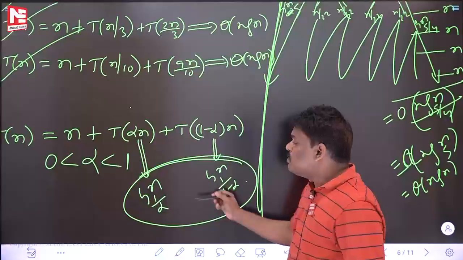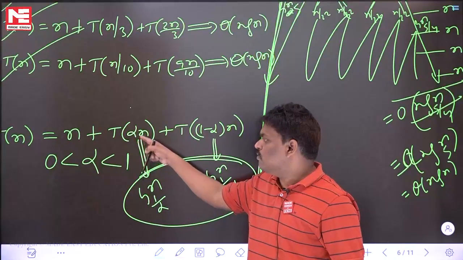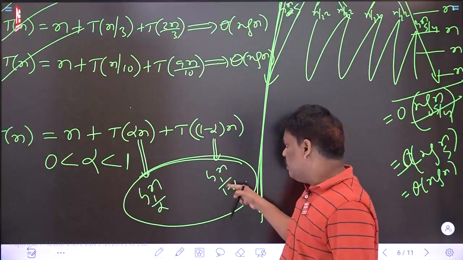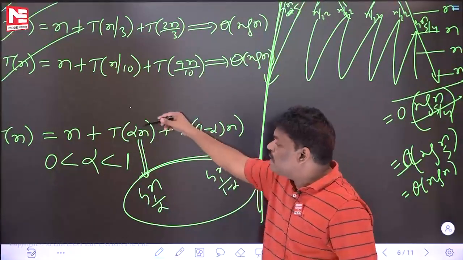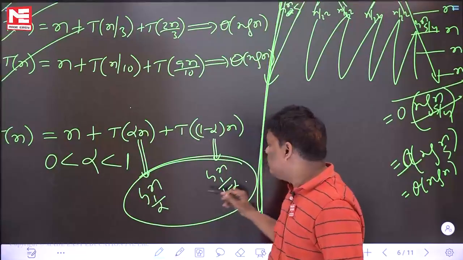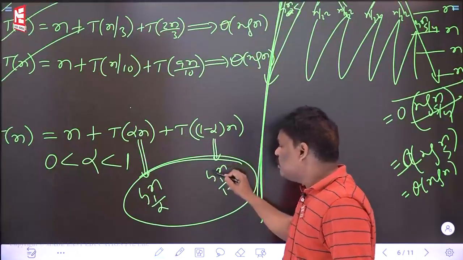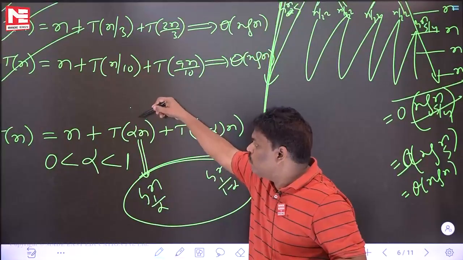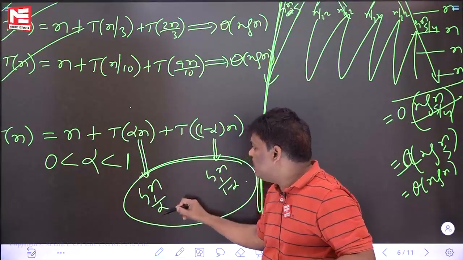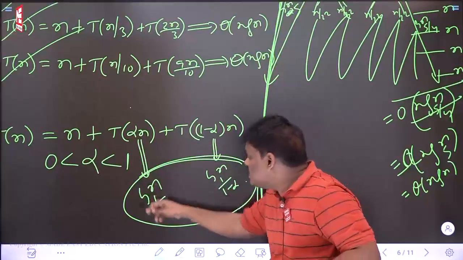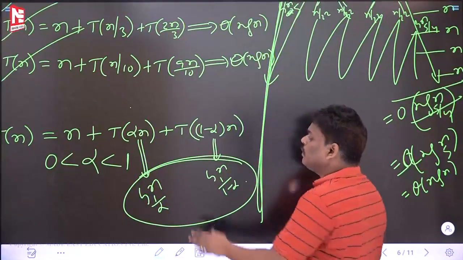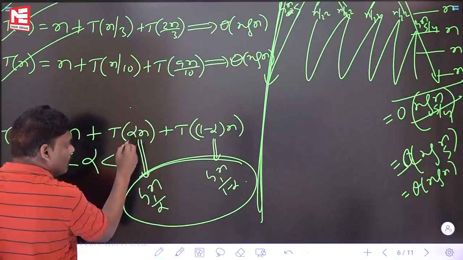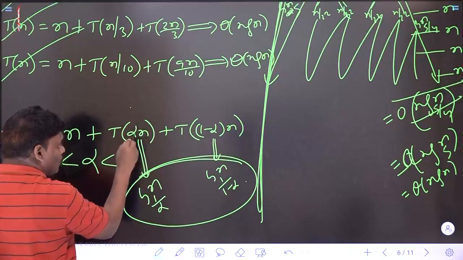Suppose alpha value is 1 by 5, it will become 5. It will become 5 by 4, then he is bigger. If alpha value is 1 by 5, this is log n base 5, the other is log n base 5 by 4, then he is bigger. If alpha value is 4 by 5, this is log n base 5 by 4, the other becomes log n base 5, then he is bigger. Depending upon alpha, who is bigger? If anyone takes alpha 1 by 5, then he is bigger. If anyone takes alpha 4 by 5, then he is bigger.